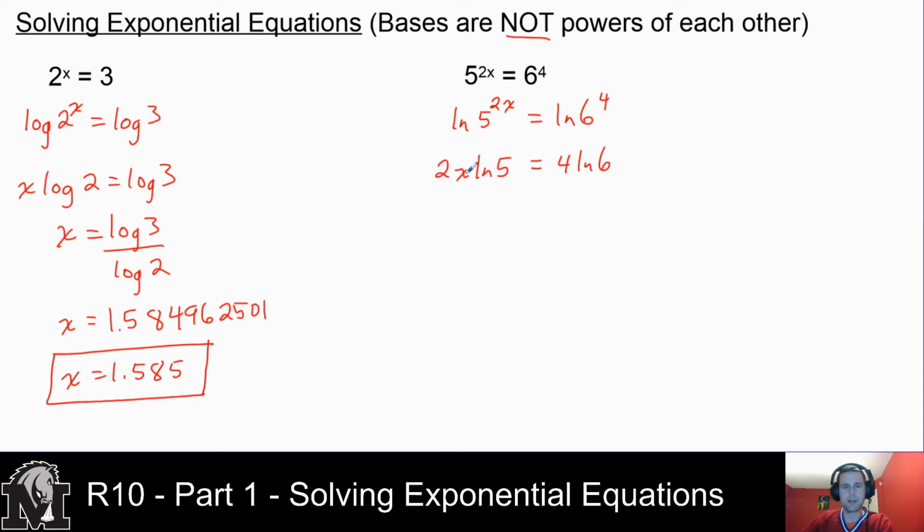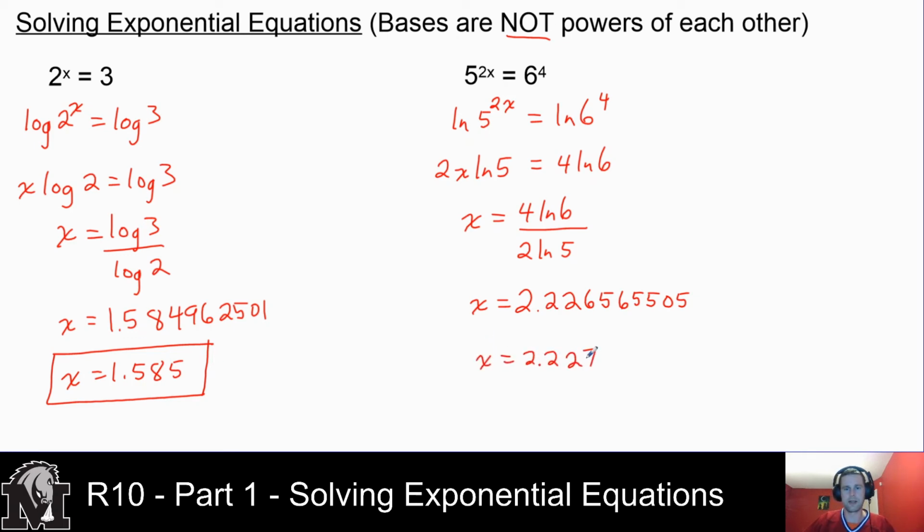And I want to get x by itself, so I need to divide both the 2 and the ln 5 to the other side. So x equals 4 natural log of 6, and we're dividing by 2 natural log of 5. Then it's time to grab your calculator. 2.226565505 is what your calculator should tell you. And to 3 decimal places, 2.227.